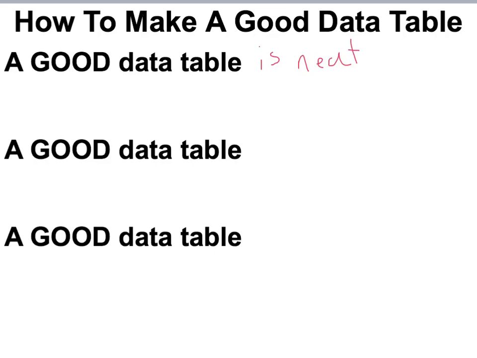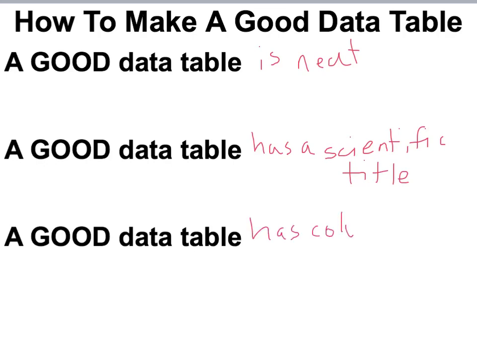A good data table has a scientific title. A scientific title is something that's not very jokey, but something that at the same time is as descriptive as possible. And finally, a good data table has column headers with units.